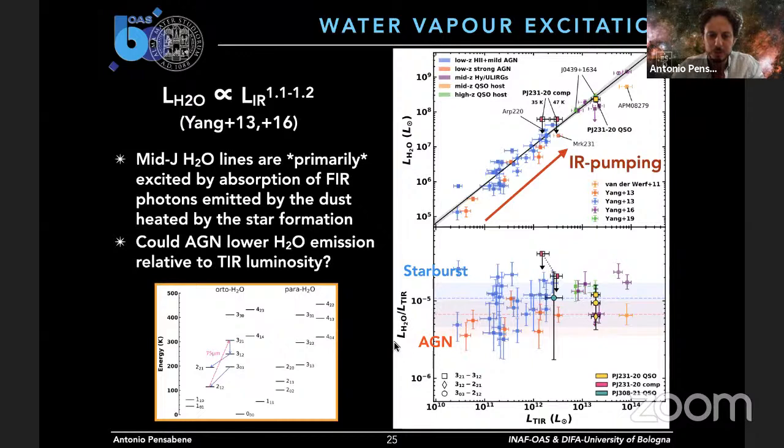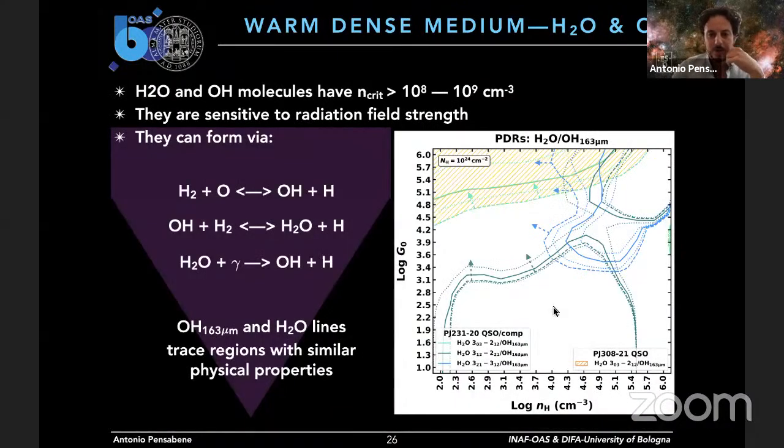And we also studied the ratio between H2O luminosity and total infrared luminosity, and we found no difference in this ratio with respect to the measured ratio in star-forming dominated galaxies and AGN in the local universe, therefore suggesting that H2O lines can be excited by star formation, basically. We can also finally study the ratio between H2O lines and OH that likely trace a similar medium. And we found a self-consistent result, basically a dense medium exposed to a strong radiation field.